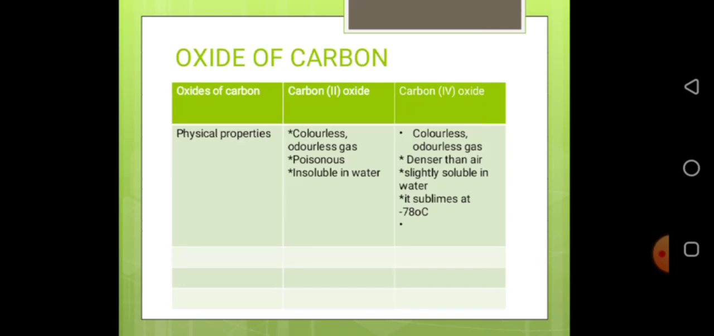It sublimes at minus 78 degrees Celsius. What is meant by sublime? It changes from the solid state directly to gas at this temperature.